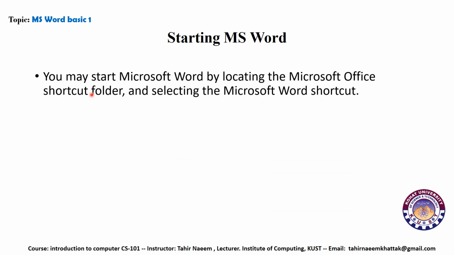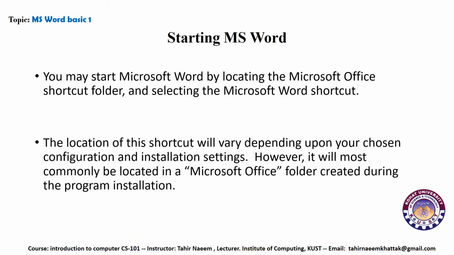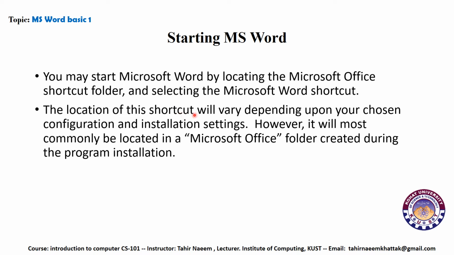You may start Microsoft Word by locating the Microsoft Office shortcut folder and selecting the Microsoft Word shortcut. So here there are different ways that you can start MS Word. You can also locate the shortcut folder where you have stored it on your desktop, and from there you can select the Microsoft Word shortcut. The location of this shortcut will vary depending upon your configuration.